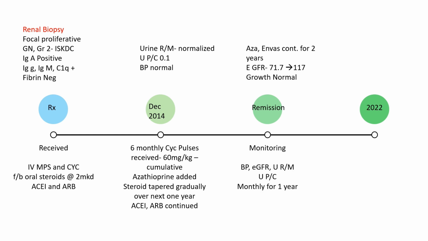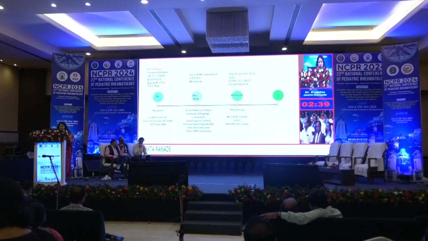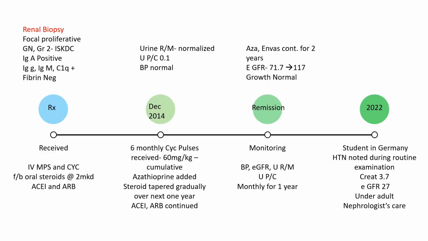In the next 1 year, this child was kept under close monitoring with monthly follow-ups where we measured the blood pressure, eGFR, urine routine microscopy and urine proteinuria. However, over the next 4 to 5 years, this boy became an engineer, got a job and shifted to Germany. By the year 2022, as part of a routine clinical examination, he got his blood pressure checked, and it was noted that he was hypertensive, and that led to further investigations only to find that his creatinine was 3.7 and eGFR was 27 by then. Currently he is symptomatically well, but he is under nephrology care.